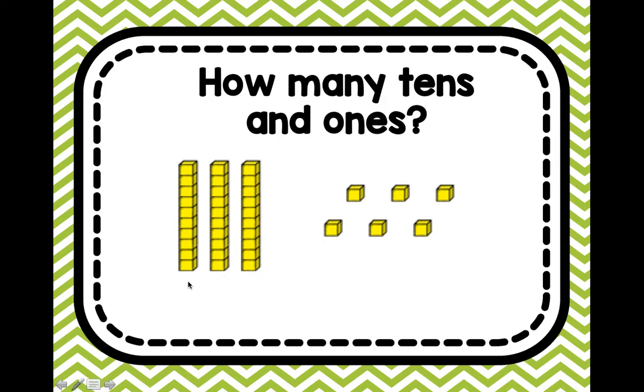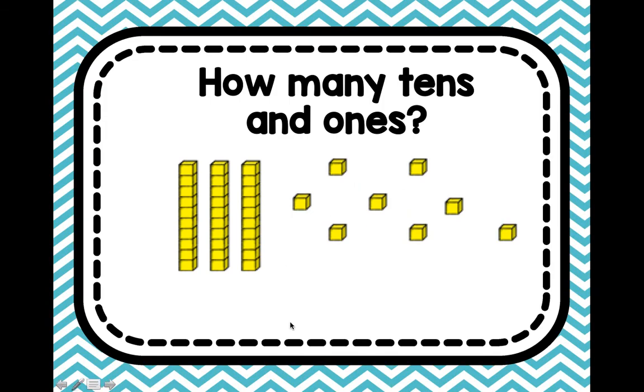Okay, how many tens and ones? All right, over here we have 1, 2, 3 groups of 10. And over here, how many ones do we have? 1, 2, 3, 4, 5, 6. We can put those numbers together. So we have a 3 and a 6. That makes the number 36.